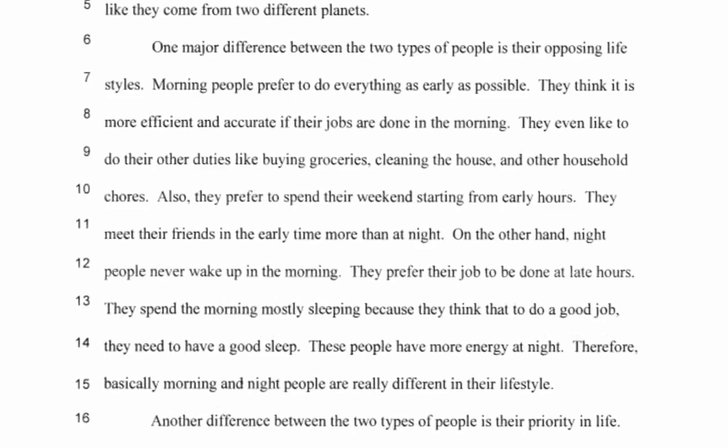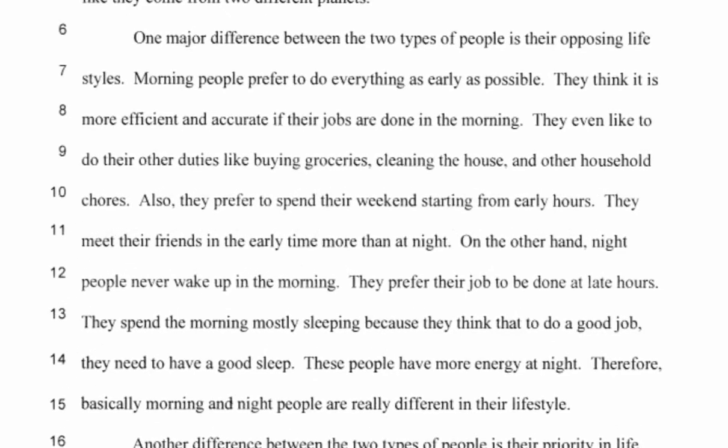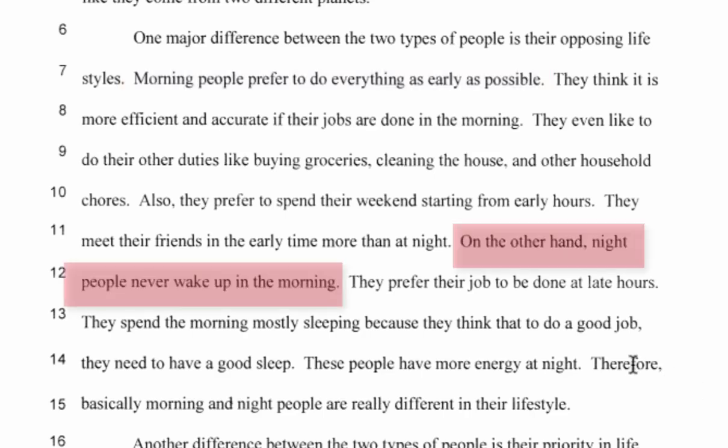In the first body paragraph, the writer uses a good transition, one major difference. So we know this paragraph is about the first difference between those 2 types of people. In the first supporting sentence here, we see that the writer is talking about morning people. That's our first type of people. And then in the middle of the paragraph, we have the transition on the other hand. That's a contrast transition. And the writer tells us about the other type of person, night people.